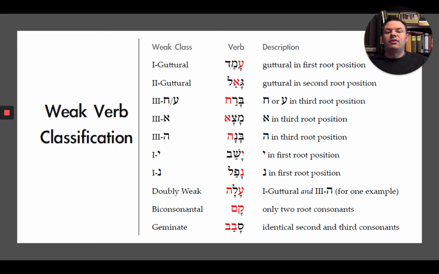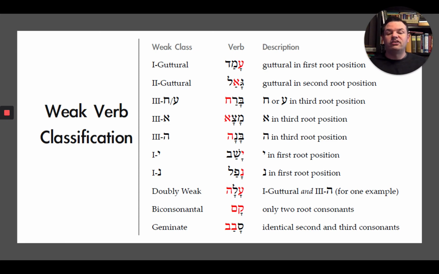Third chet or ayin, and you've got one of those two. Those two are going to follow a similar pattern. The third aleph is going to follow a slightly different pattern. The third hey is going to follow yet another pattern, especially as you get into those different conjugations.